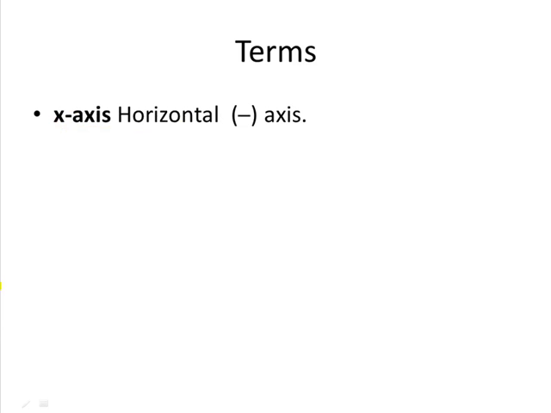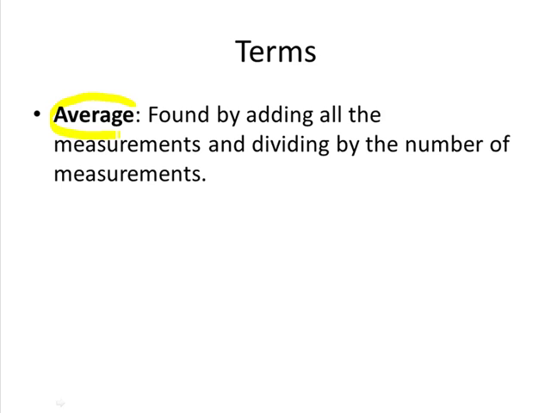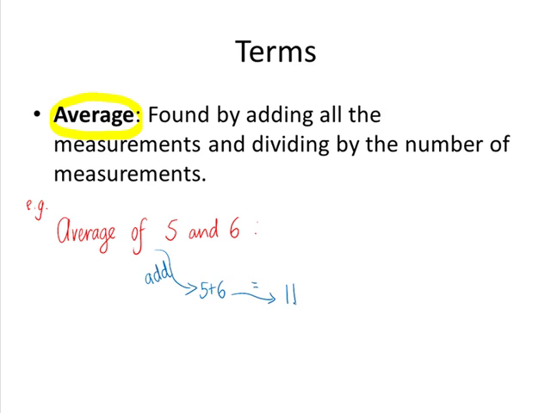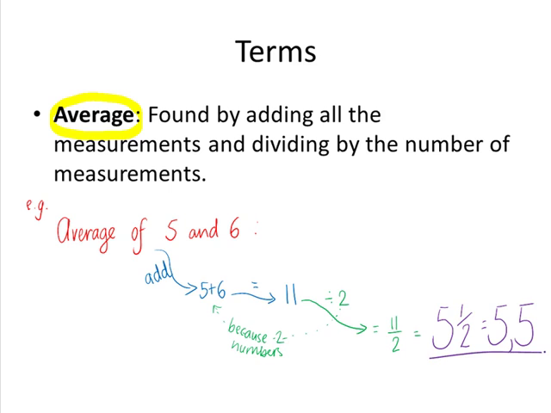In a graph, the horizontal axis, the axis which goes this way, is called the x-axis. And the vertical axis, which goes straight up and down, is the y-axis. Initial means starting. Final means ending. You find the average of a group of numbers by adding all the numbers together and then dividing by the number of numbers. So for example, the average of 5 and 6 is 5 plus 6, 11, divided by 2 because they're 2 numbers, 5 and 6, and that's equal to 5.5.